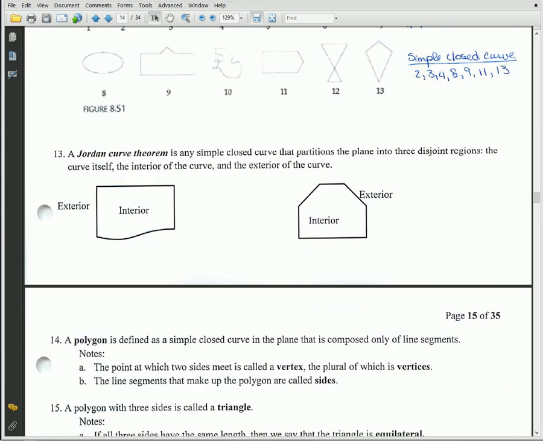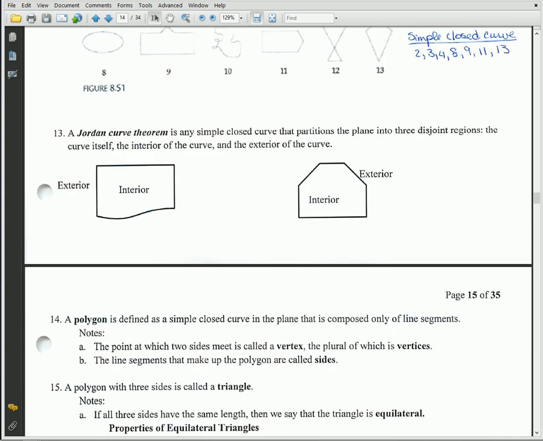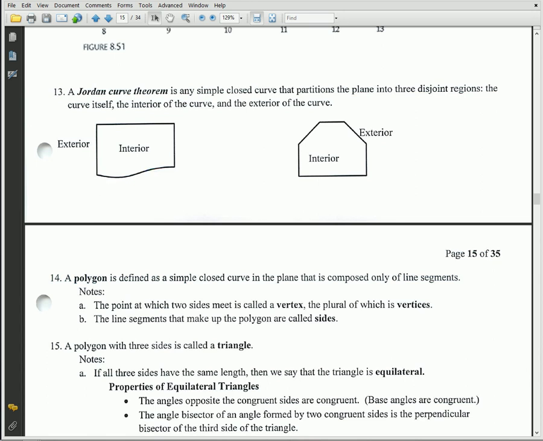The Jordan curve theorem says that a simple closed curve partitions the plane into 3 regions. That is the curve itself, the black line, the interior, which is what is inside, and the exterior, which is everything that is outside. So if you look at one of these on a sheet of paper, the interior is everything that's inside. The exterior would be every part of the paper that is not inside the curve. And then the curve itself, which is the black line.